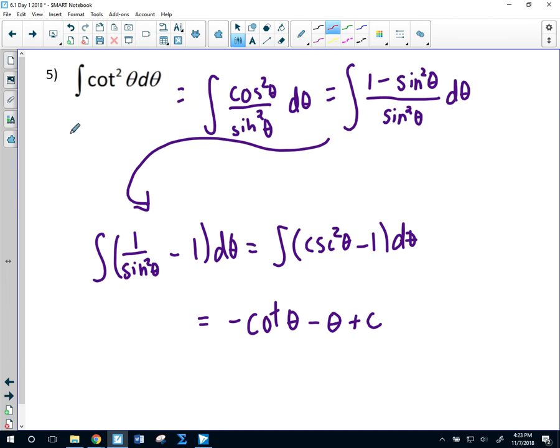There is another way you could have done this problem. You could have changed the cotangent squared into its identity, which happens to be cosecant squared theta minus 1. You could have done that at the very beginning and gone from here to here, so from this step to this step. But I know a lot of people don't remember that identity and are more comfortable with changing things into sines and cosines.